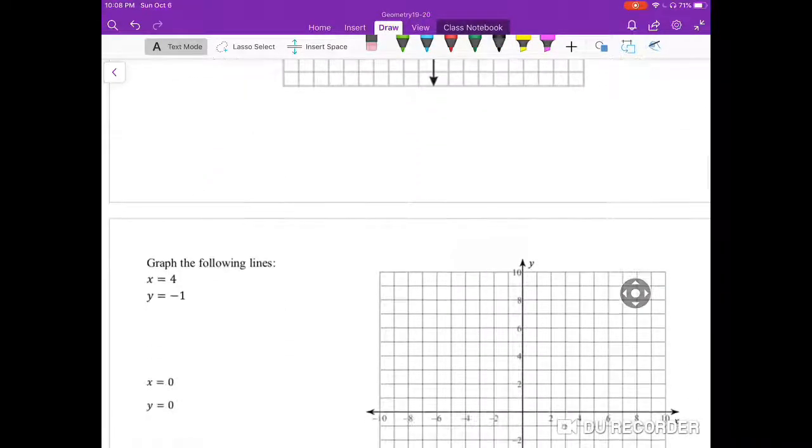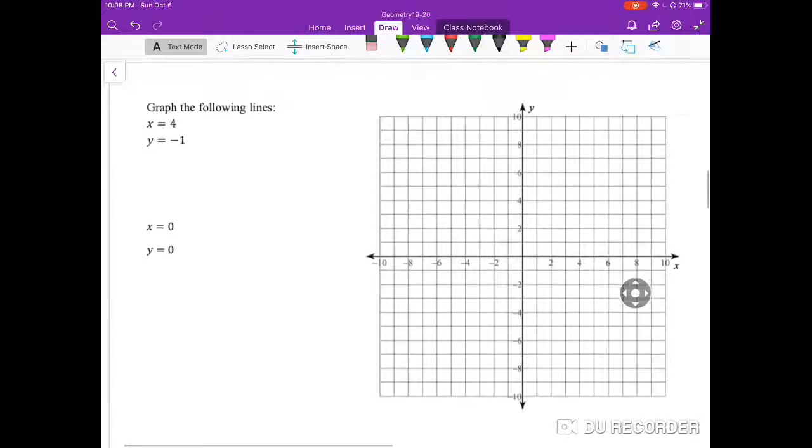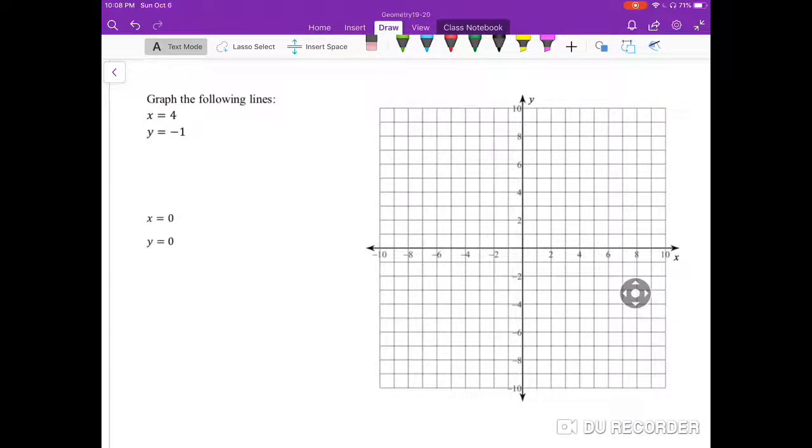All right, the next part, this is really the more important part or something that you may not remember: how do we graph these kinds of lines over here. All right, so the first one I'm going to graph is x equals 4. So you may think x equals 4 would be kind of left to right because the x-axis is left to right, but that's actually the opposite. So this is actually going to be a vertical line.